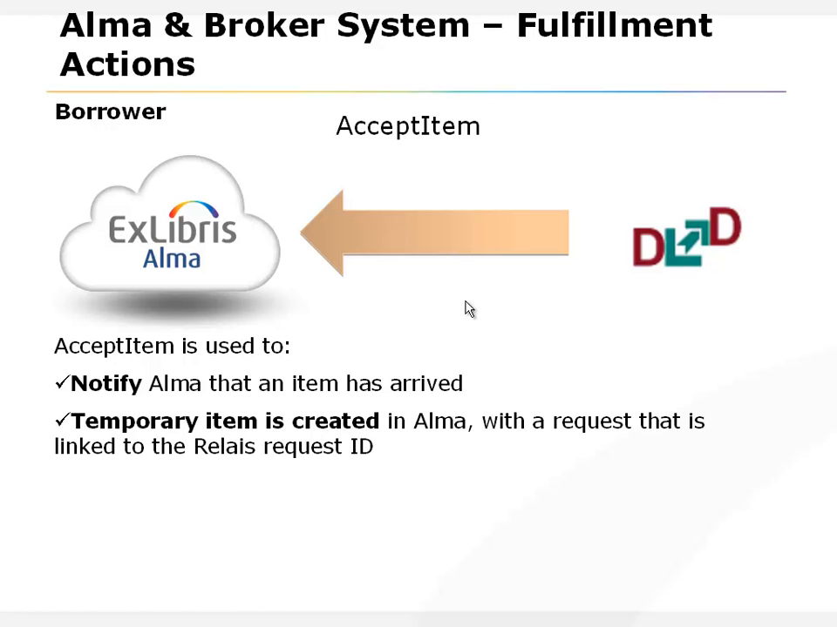The next message that may be used by the broker system is the accept item message. That is used by the broker system when the item is received for the borrowing request. It notifies Alma that the item has arrived, and it lets Alma create the temporary item. It's going to create the temporary bib record with all the metadata that is received in the accept item message. It's going to create a temporary holdings at the resource sharing library for the received item, and it's going to create a temporary item for the received item.